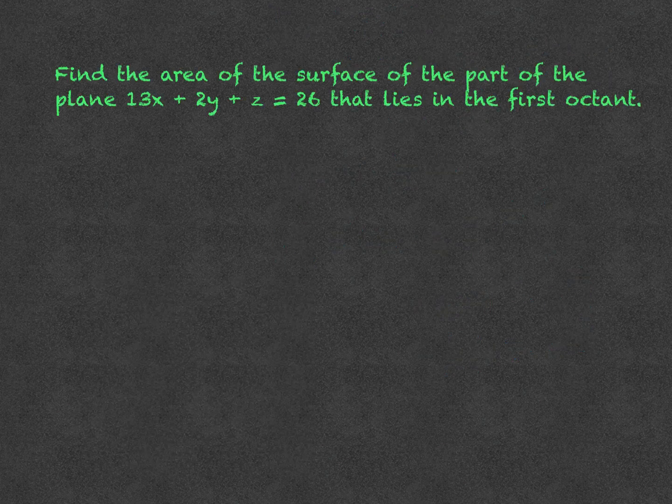This one is from your homework. It says find the area of the surface of the part of the plane 13x plus 2y plus z that lies in the first octant. Now there's a couple things happening here. First of all, you need your function. So we're going to say f of xy is equal to z, which is, let's solve that for z, and I'm going to say 26 minus 13x minus 2y.